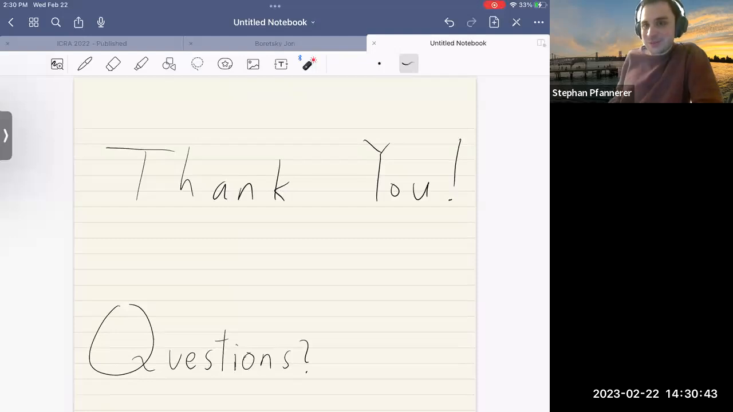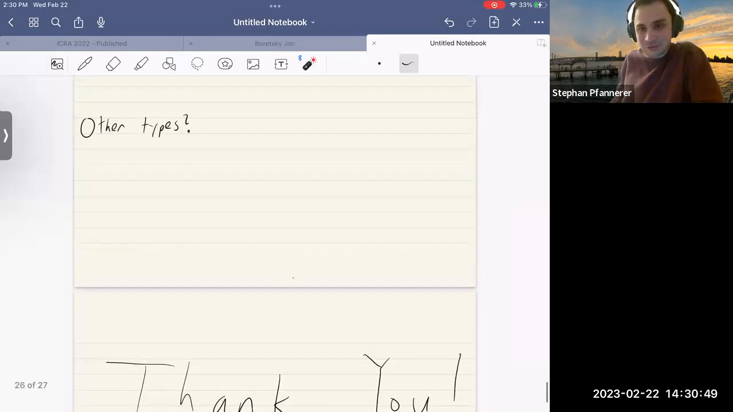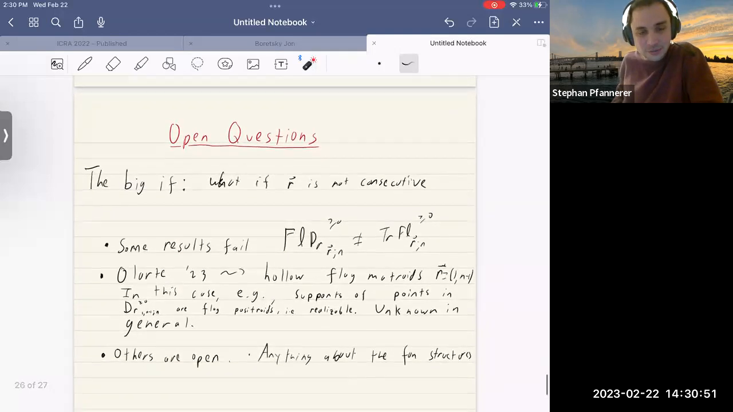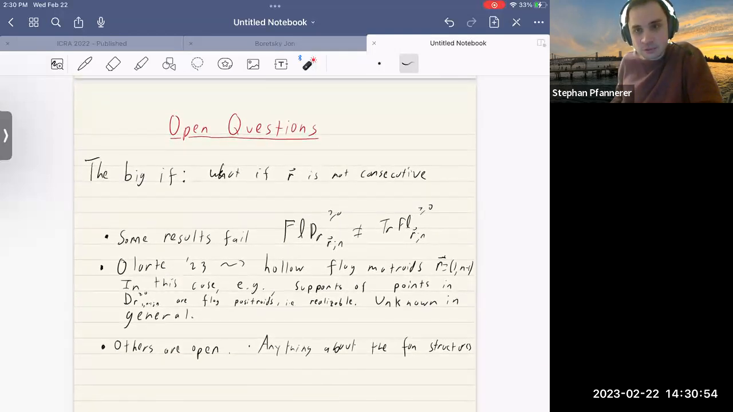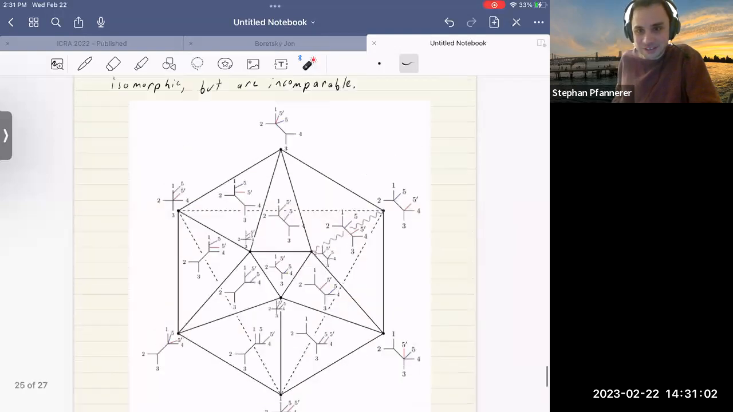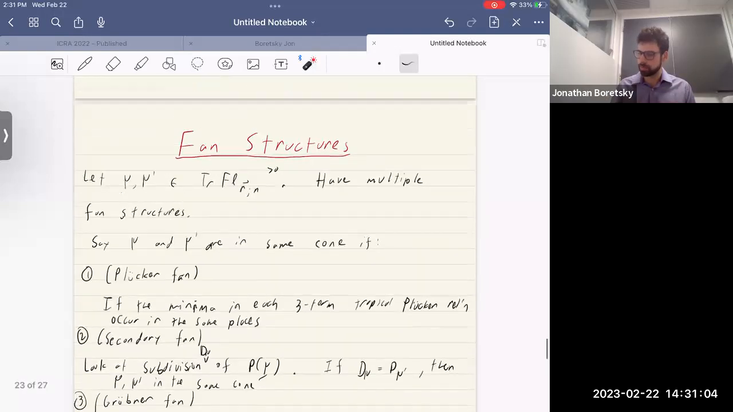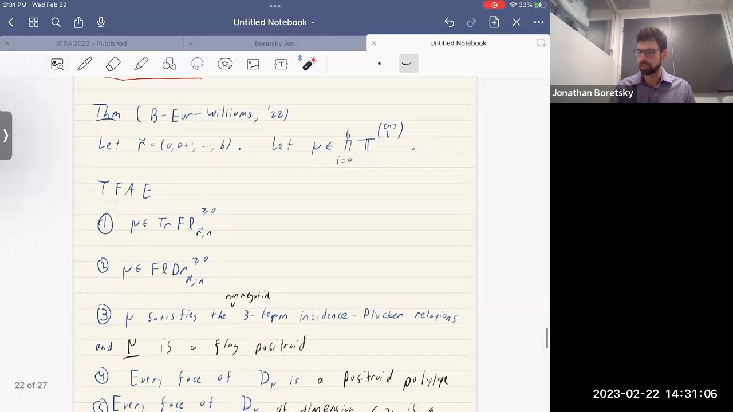Okay, so I do have a question. If you don't have consecutive ranks, what's going wrong in this theorem with all the things being equivalent? Do you still have some implications? Some of them are kind of obvious, but that's a good question. Right, so you still have some implications.